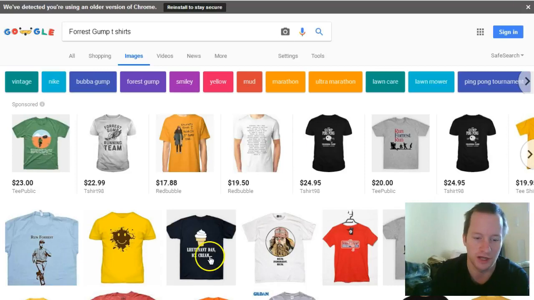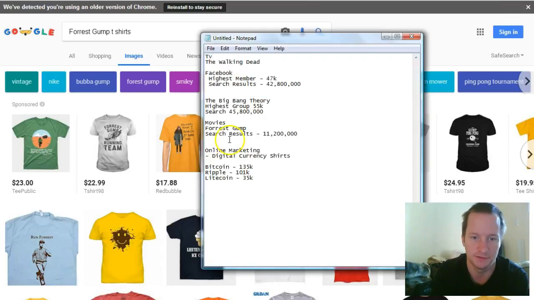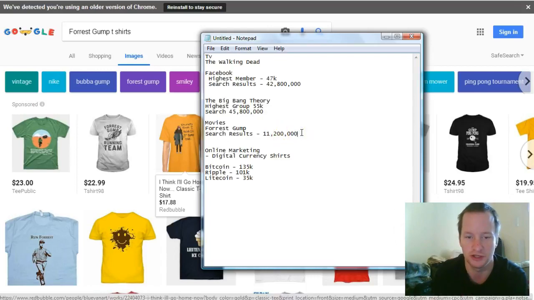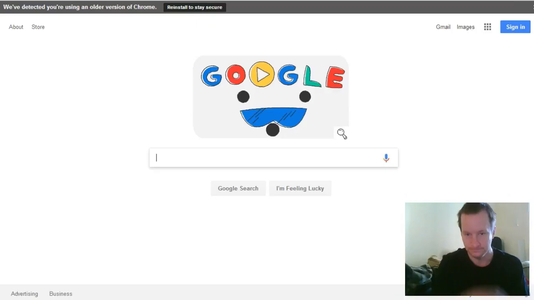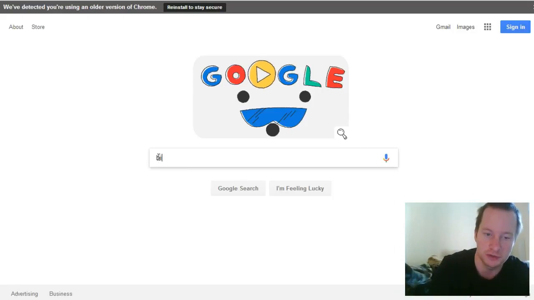So let's look at the next topic. So Forrest Gump has the lowest search results so far. So what we're going to do now is we're going to look at Bitcoin. We'll look at Bitcoin, Litecoin, and Ripple. Okay, so last but not least, we're going to look at some topics of cryptocurrency. So first we're going to look at Bitcoin, and we're going to see what turns up in the search results.